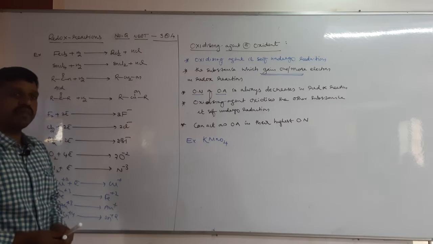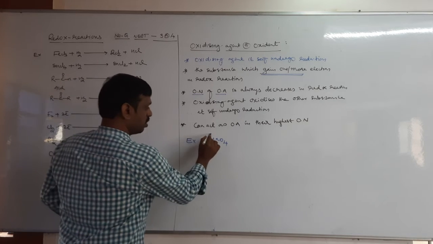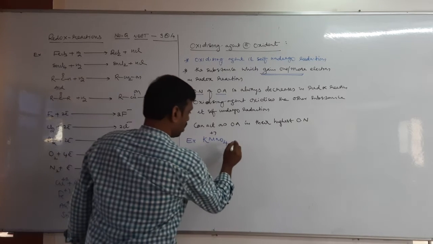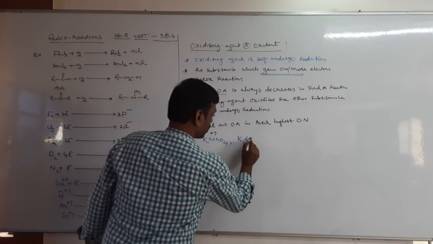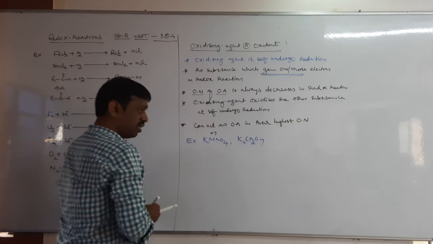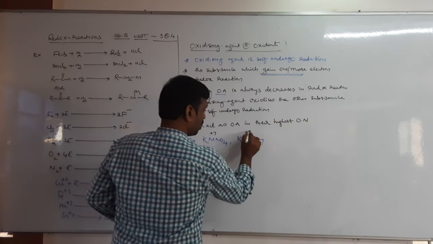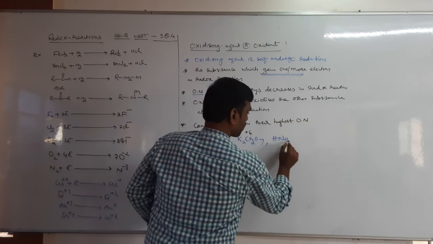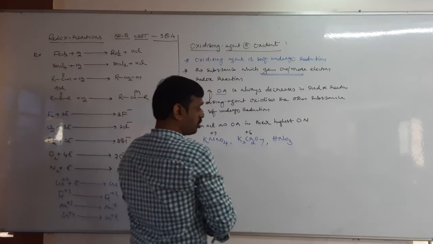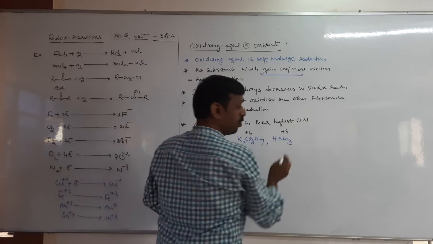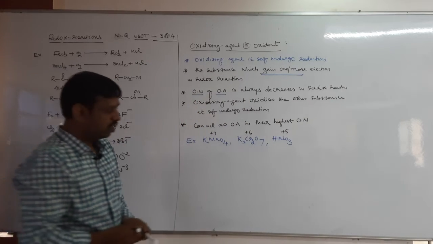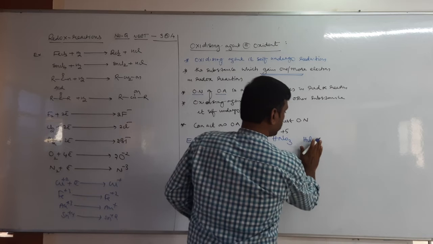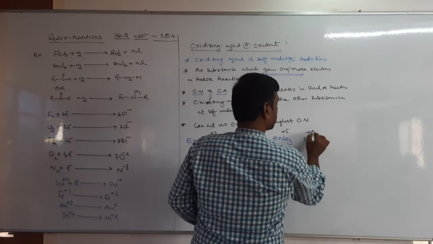Tell me, in potassium permanganate, what is the oxidation number of manganese? +7, it is the highest. Next, K2Cr2O7, potassium dichromate. What is the chromium oxidation number? +6, highest. HNO3, nitrogen is +5, highest. Next, HClO4, chlorine is +7.